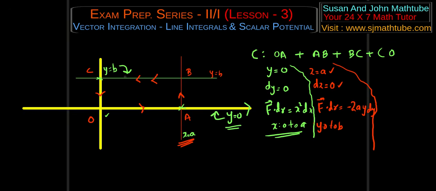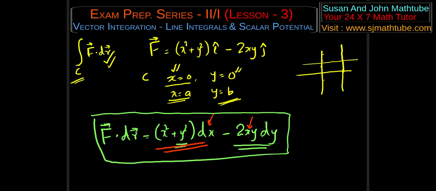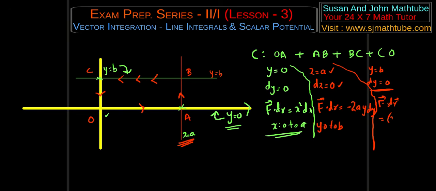Remember, we have to move in the anti-clockwise direction. Now the path is y is equal to b. So when you take the differential, we get 0, and that implies our f dot dr, so dy is 0, so the second part will vanish. And here we have x square plus b square, so that will be x square plus b square into dx.